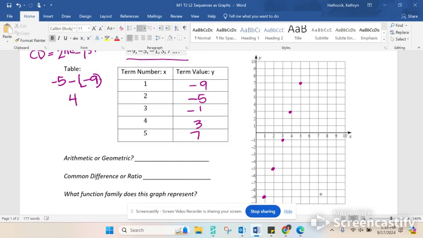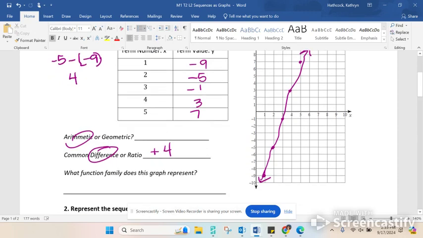My line is not great. Let's try that again. Connect these points. I don't know that that's much better, but that's okay. It doesn't need to be exactly perfect. So here is my line of this sequence. Is that arithmetic or geometric? Well, we just talked about it being arithmetic because we're going to add the same number each time. If I'm adding, that means I have a common difference of +4.